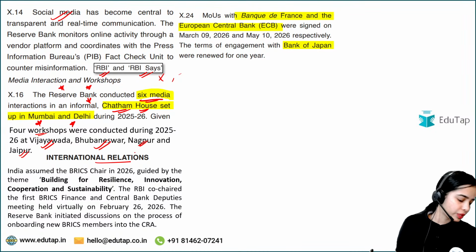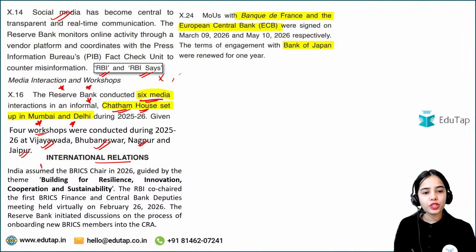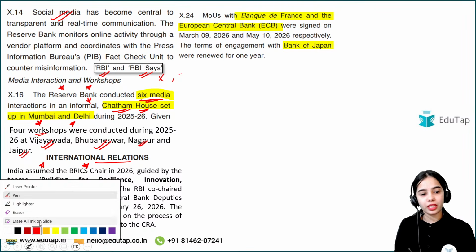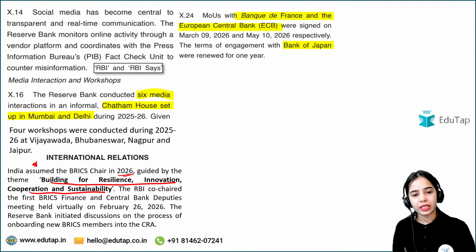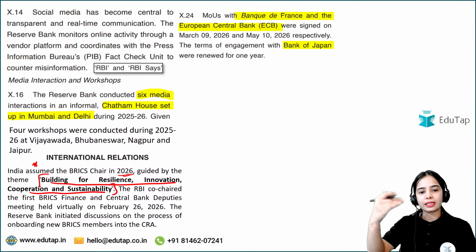International relations. Now coming to the international relations. India assumed the BRICS chair, which is very important. India became the BRICS chairperson. BRICS is Brazil, Russia, India, China, South Africa plus, now, because more countries have joined. India assumed the BRICS chair in 2026, guided by the theme Building for Resilience, Innovation, Cooperation and Sustainability. This was the theme, remember it.